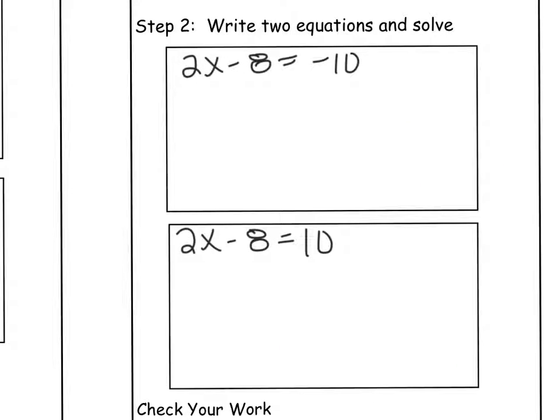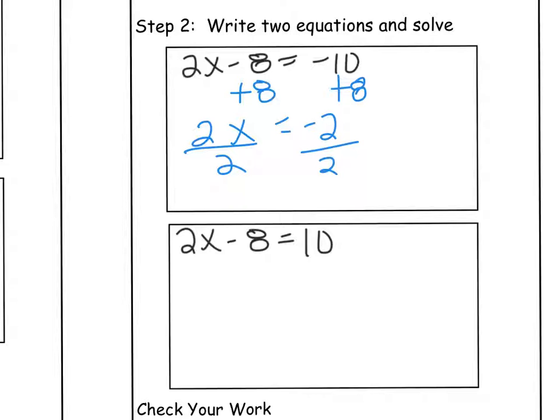Okay, so we're going to solve 2x minus 8 equals negative 10, and then we're going to solve 2x minus 8 equals positive 10 for the same reasons as we've been doing before. So the first thing we're going to do is add 8, because we're trying to get x by itself. We're trying to isolate x. So we end up with 2x equals negative 2. We'll divide by 2 on each side, and so we'll have x equals negative 1. So that's our first answer.